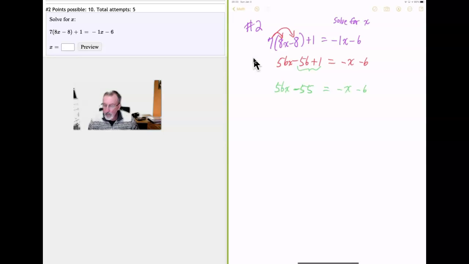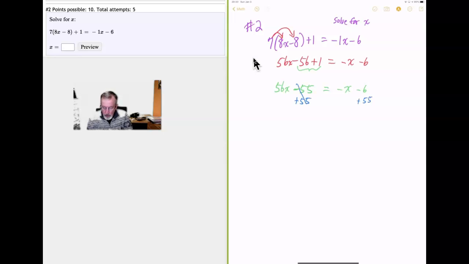And moving right along, I think this one will work out nicely. I think the first problem was a little bit harder. Change my color. So we're going to put all the x's on one side and all of the constants on the other side. So let's add 55 to both sides.